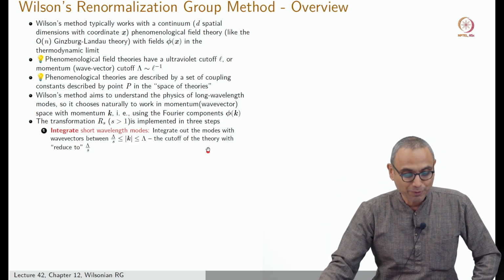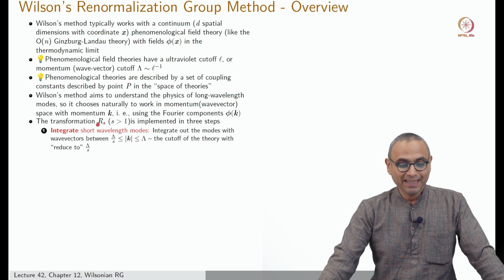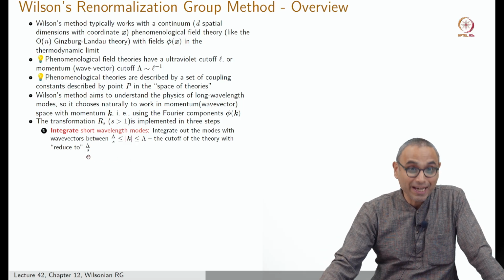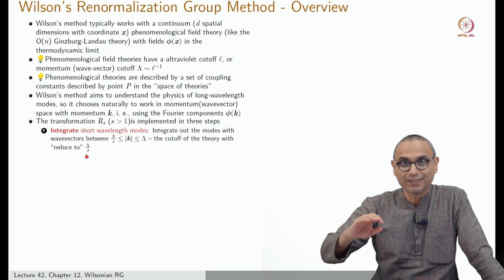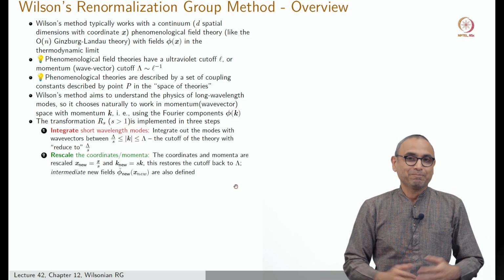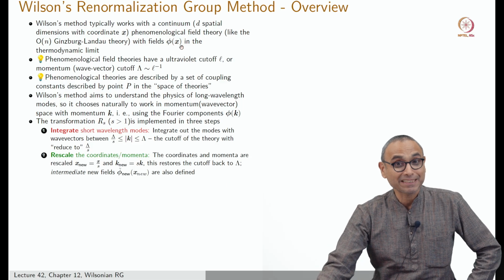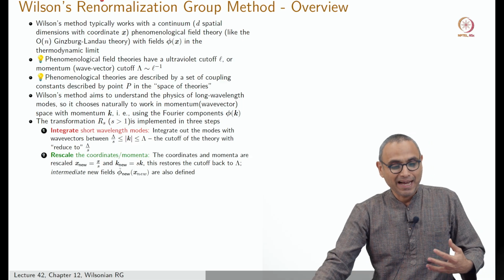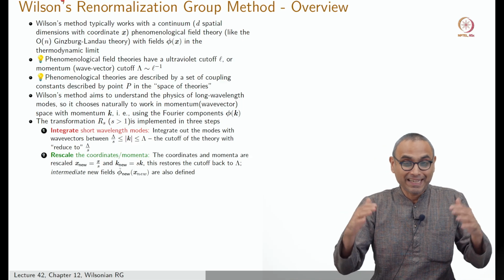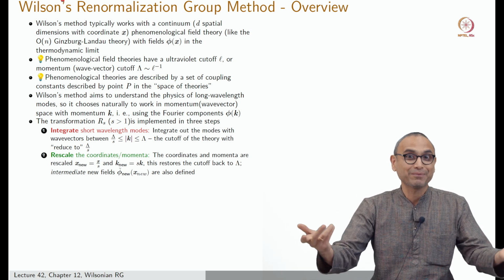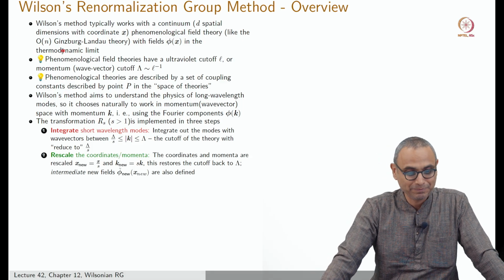That is what we do by integrating them out, and once you integrate them out, the cutoff of the theory reduces to lambda by s. So you have gotten rid of all the short wavelength modes and changed the cutoff to lambda by s. But then you will say, that is a problem, because if I want to see whether this theory is scale invariant and I reduce the lambda, then the new theory cannot be compared with the previous theory because they have different cutoffs.